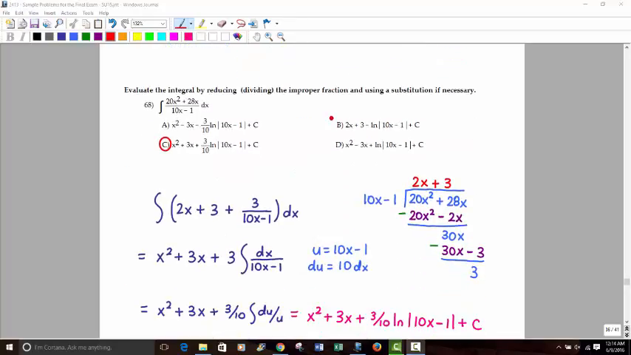Number 68, you have to use division because the fraction's improper. The definition of improper technically is that the power on top is greater than or equal to the power on bottom. So if that had been 10x squared on the bottom, we still would have divided. Okay, so I come over here and divide 20x squared plus 28x by 10x minus 1. So basically 10x goes into 20x squared 2x times. So I take 2x times 10x, which is 20x squared, 2x times minus 1, which is negative 2x.